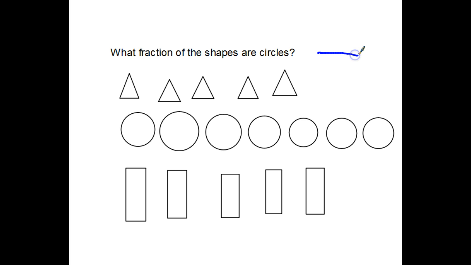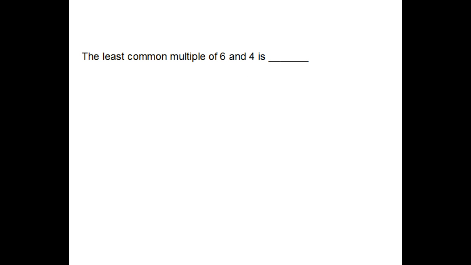What fraction of the shapes are circles? So I'm looking for a fraction answer. See the word circles, count up my circles. 1, 2, 3, 4, 5, 6, 7. 7 circles out of 1, 2, 3, 4, 5, 6, 7, 8, 9, 10, 11, 12, 13, 14, 15, 16, 17 in all. So 7/17ths of them are circles.